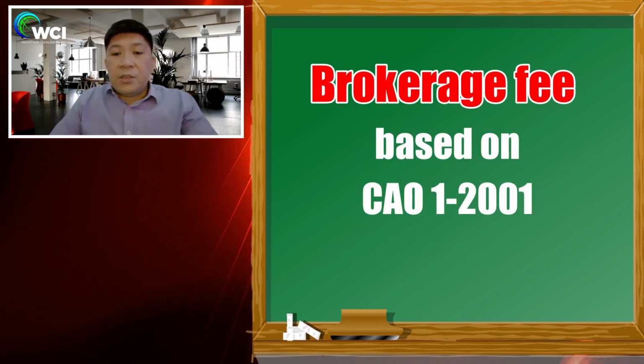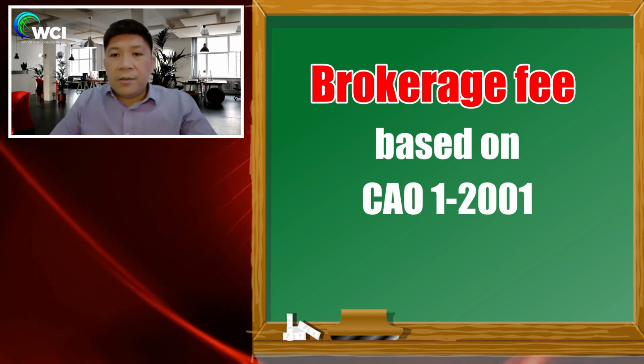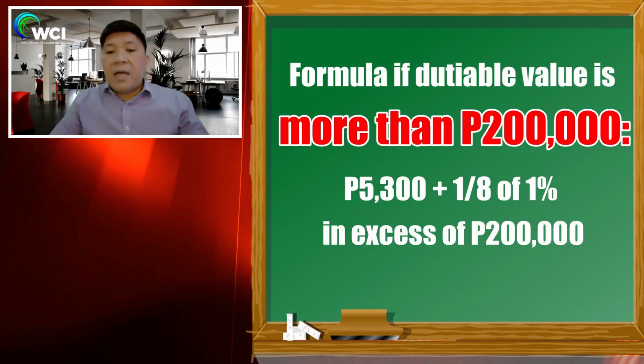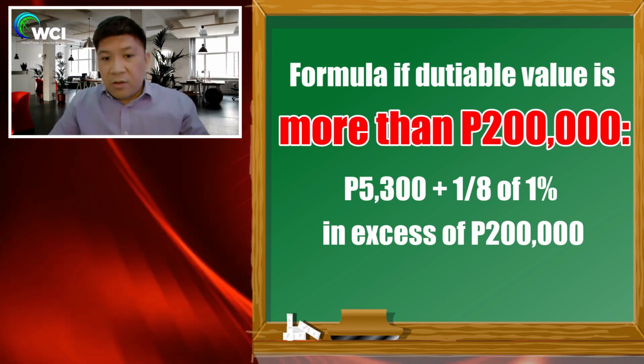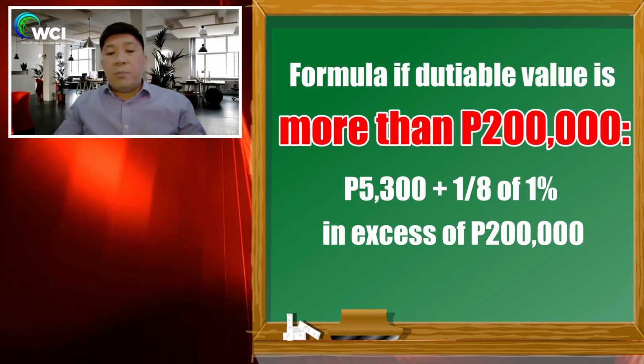Let's now go to your brokerage fee. Based on your CAO 1-2001, customs brokerage fees covered by formal or warehousing entries and transshipments, may table po siya. Depending kung ano po yung amount ng dutiable value nyo, may corresponding rate siya. You can see that table in your CAO 1-2001. But if your dutiable value is over 200,000 pesos, ang magiging formula nyo na po is 5.3 plus 1/8 of 1% in excess ng 200,000. Kapag more than 200,000 siya, so 5.3 plus 1/8 of 1%.